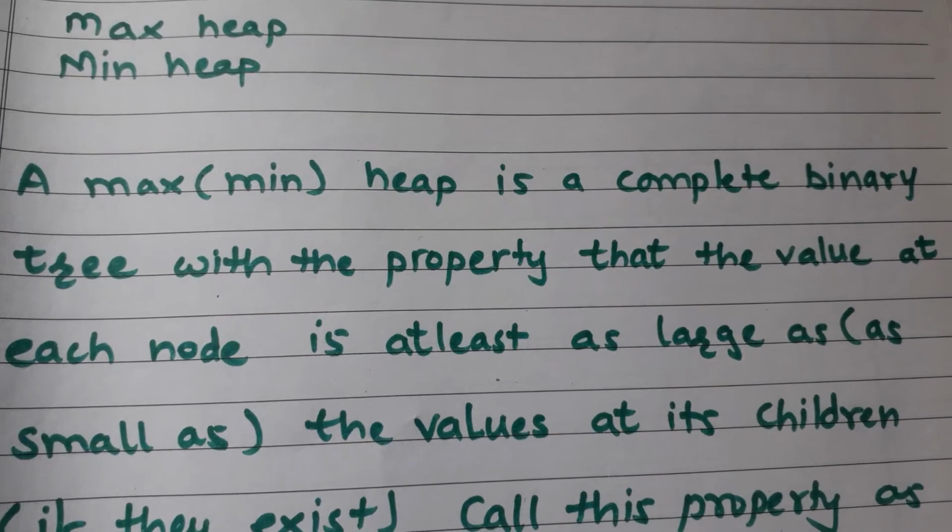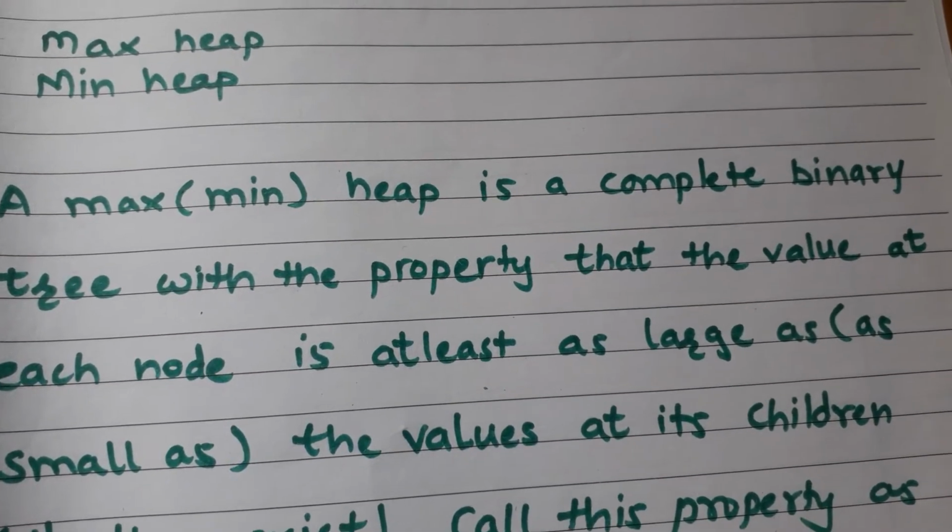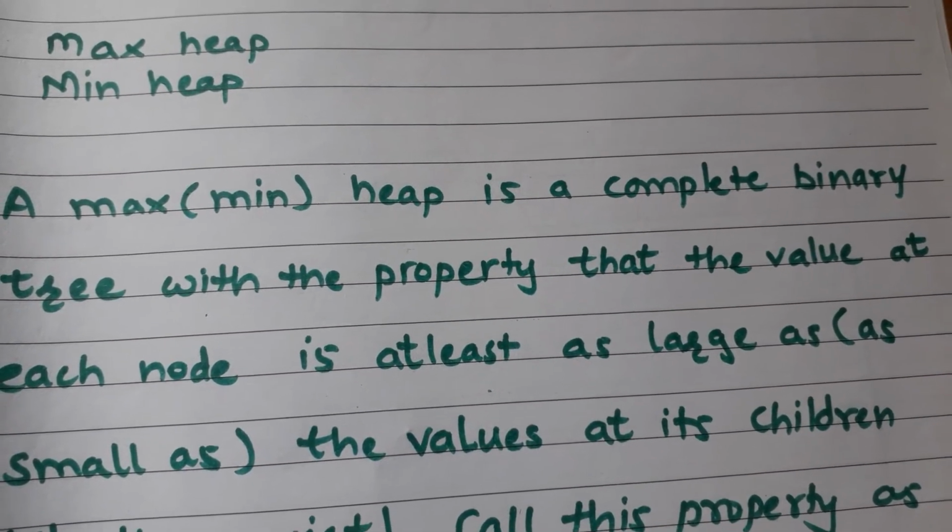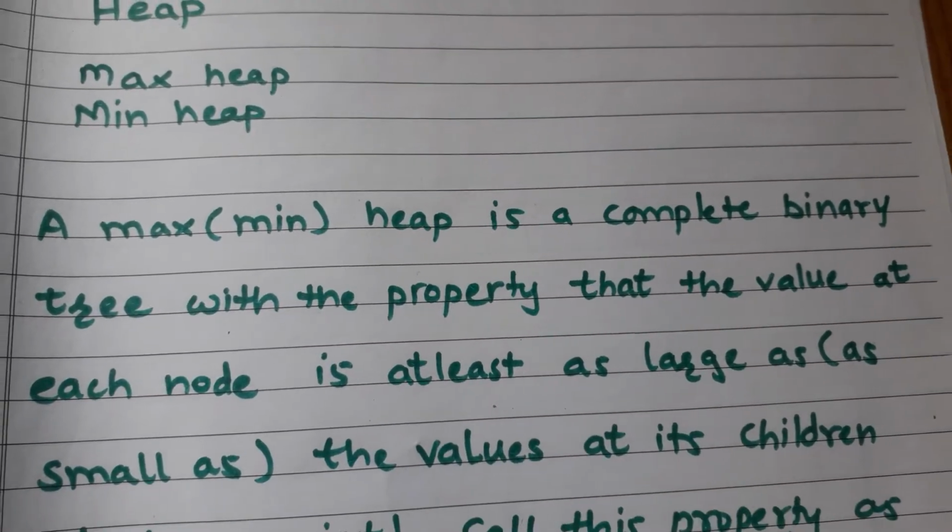In today's lecture, we will see the concept of heap, why heap is used, and then we will see one of the examples. For that example, we will form a heap. When we see heap, there are two types of heap: max heap and min heap. Now we will see the heap property.